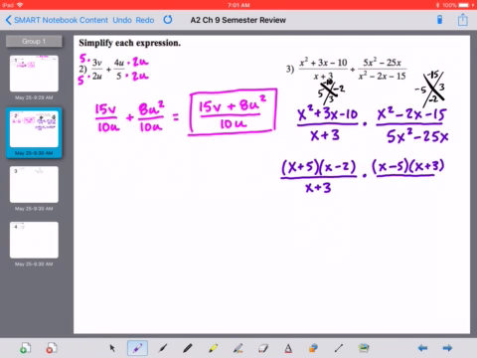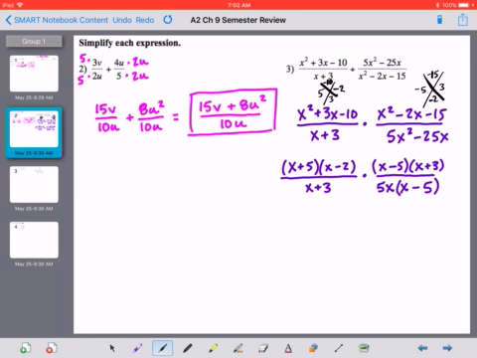And I don't think that I can do any diamonds with this 5x squared minus 25x, but I do notice that those both have a 5x. So we'll take 5x out, and that's going to leave us with x minus 5. So notice if we would distribute that 5x back in, we'd get back to 5x squared minus 25x.